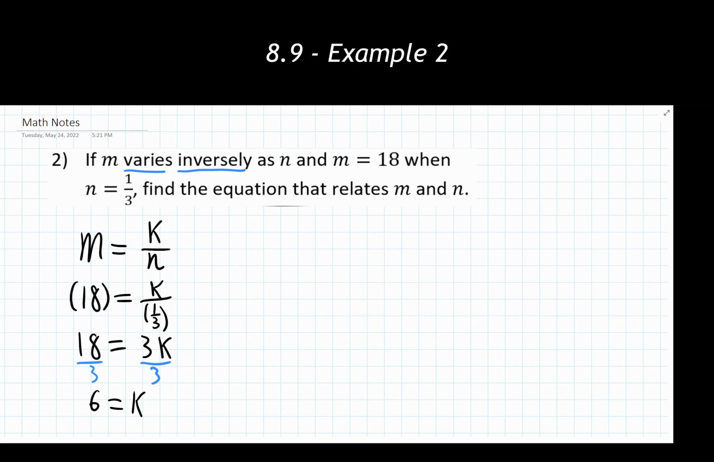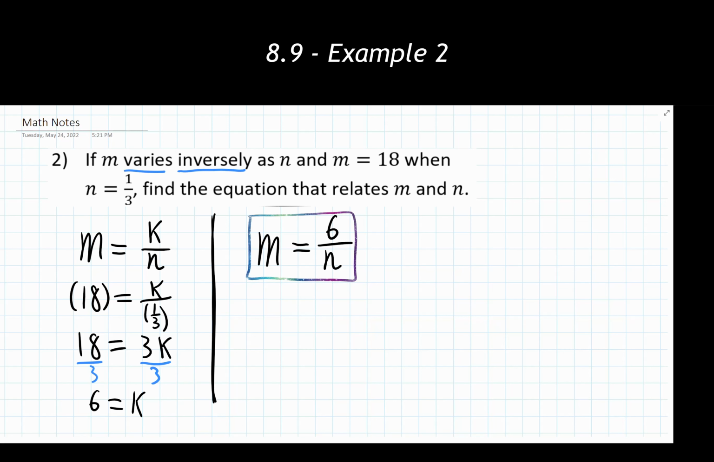So excellent. Last thing I need to do, rewrite this as one equation, because that's what I'm being asked for. I no longer need to write in k, I know what that value is. So I get my final answer for number 2 as m equals 6 over n.